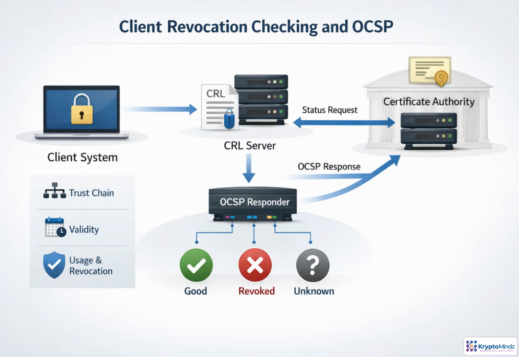When a client evaluates a certificate, it doesn't stop at the trust chain and validity dates. It also needs to know whether that certificate has been revoked. With CRLs, the client periodically downloads a list of revoked certificates and searches it locally. OCSP flips this around. The client asks an OCSP responder about one specific certificate and gets back a status of good, revoked, or unknown. In Microsoft environments, that responder is typically the Online Responder role.